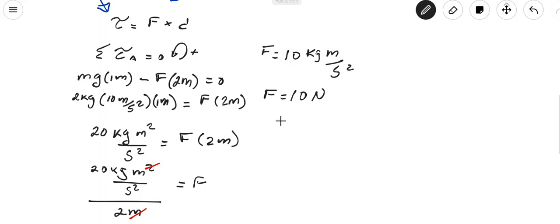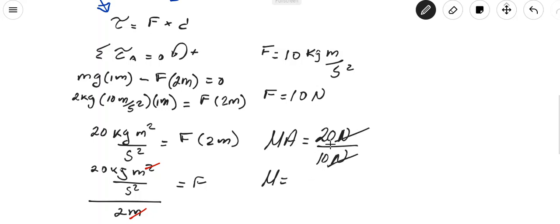So what is the mechanical advantage in this case? Well, if you want to find your mechanical advantage, you ask what was the weight of the object that I wanted to lift. It was 20 kilograms meters per second squared, that means 20 newtons, divided by the force that I really had to apply to balance those 20 newtons, those 10 newtons. So you simplify newtons and newtons, and you say 20 divided by 10. My mechanical advantage here is 2.